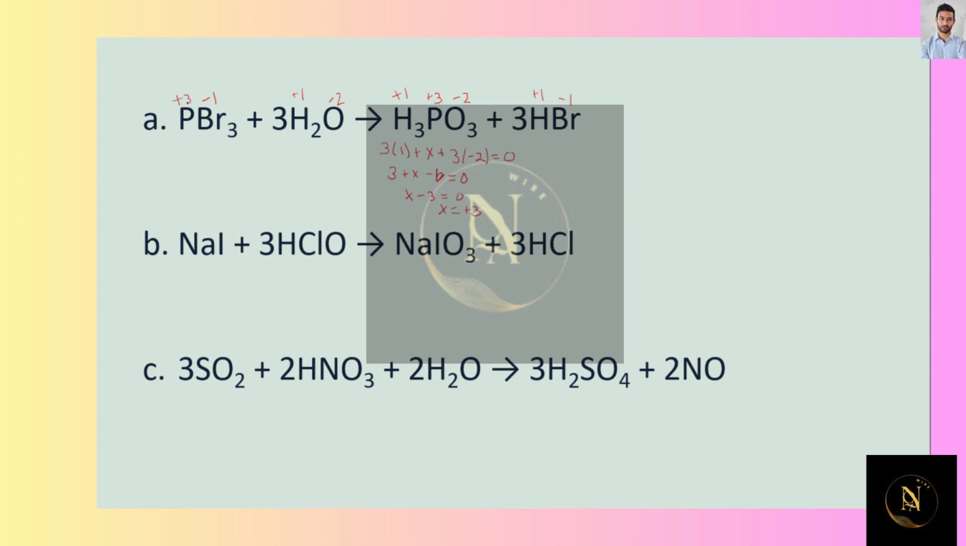All right, so I look on both sides. Phosphorus is +3 on the left and on the right. Bromine is -1 on the left and the right. Hydrogen is +1 on the left and the right. And oxygen is -2 on the left and the right. Therefore, nothing is changing oxidation numbers, and this is not a redox reaction.